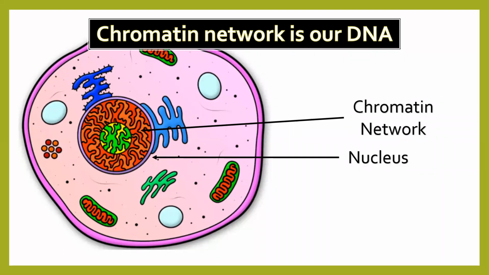So imagine if I am saying one cell, how small is one cell? Very microscopic, which we aren't able to even see through our naked eyes. Inside the nucleus of this cell is our DNA. So can you imagine how fine the threads or the fibers would be? Okay, that's good. Remember, chromatin network is nothing but our DNA.